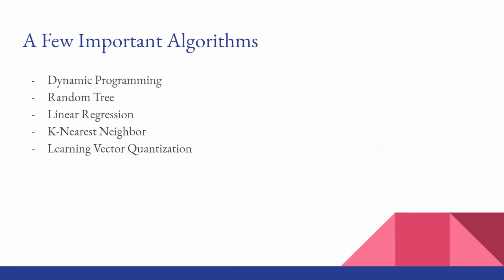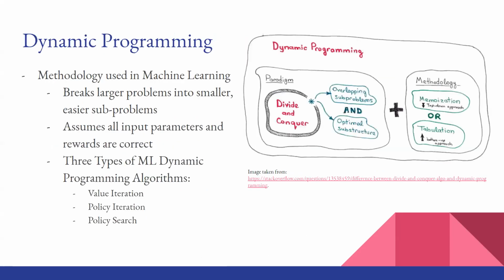So from there, we'll go ahead and go on to our important algorithms. Our first major algorithm is dynamic programming. Dynamic programming, I'm partial to. It's a lovely system, and it's a methodology used not only in machine learning, but in several other areas. The whole thing about dynamic programming is it breaks larger problems into smaller, easier subproblems, and it assumes all input parameters and rewards are correct.